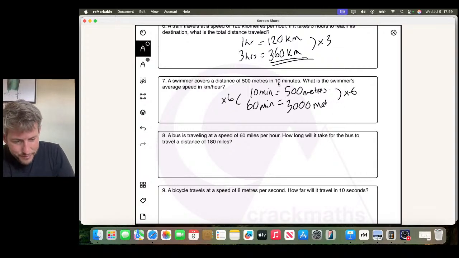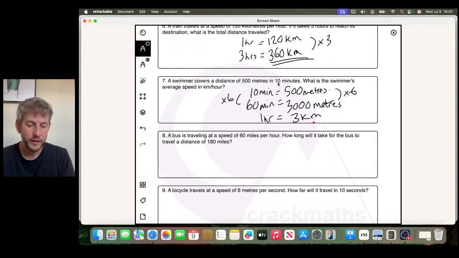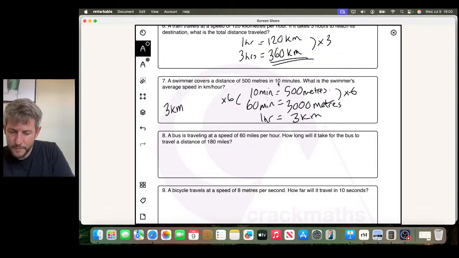Okay, 3,000 metres. Then we know that 3,000 metres is 3 kilometres, and we know that 60 minutes is 1 hour. So in 1 hour we're travelling 3 kilometres. So the speed is 3 km per hour.